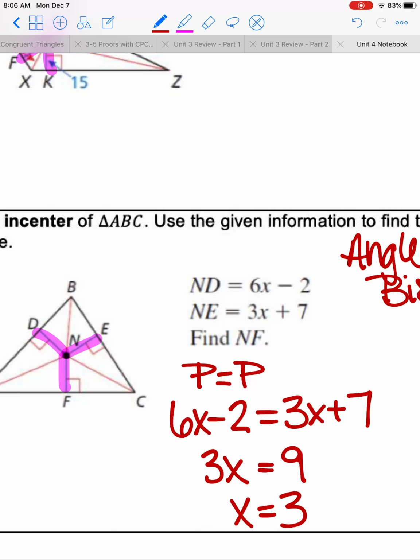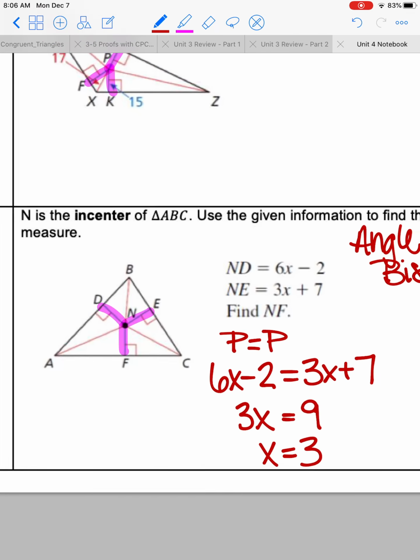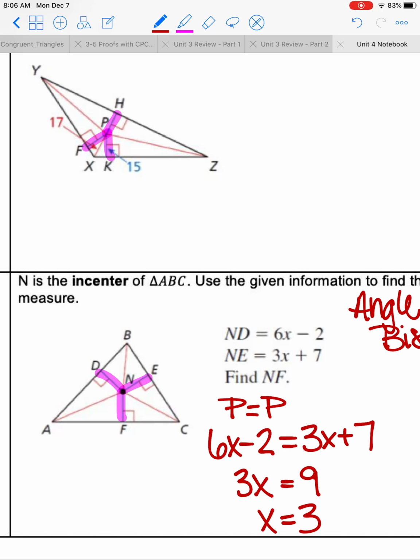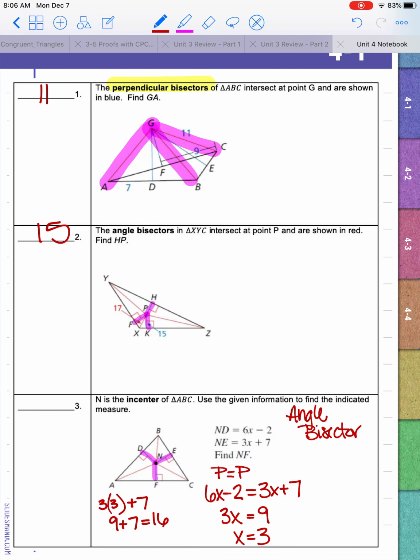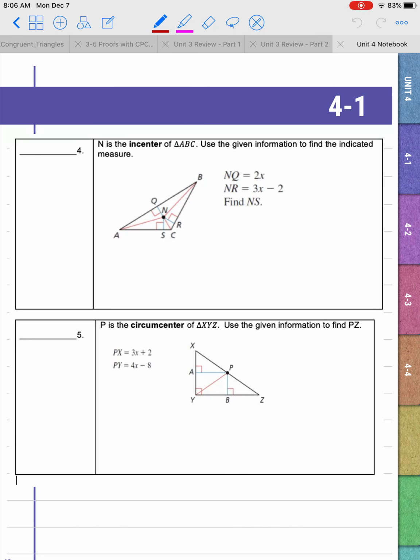Now it's not asking for x, it's asking for NF, so we're going to take and plug it in. Well, they didn't give us an expression for NF, but they did give us the other 2, and we already said that they're all congruent, so it doesn't matter which one you plug it into. I'm going to choose to plug it into NE, so 3 times our x is 3 plus 7, so 9 plus 7 gets me 16. So we now know that NF equals 16.